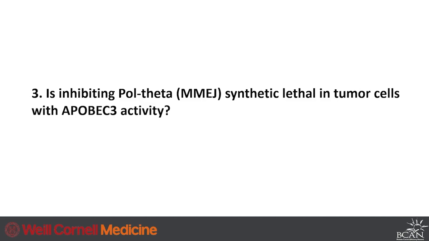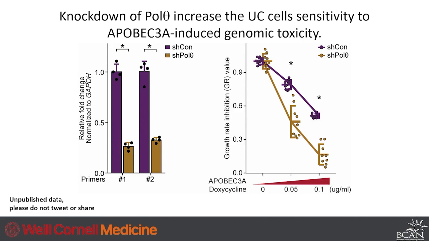So is the inhibition of polymerase theta, the key protein in the MMEJ, synthetic lethal in the tumor cells with APOBEC3 activity? To answer this question, we go back to our cell line model. We knock down polymerase theta using shRNA. As we're showing here on the left, it's the knockdown efficiency using qPCR with two different primer sets.